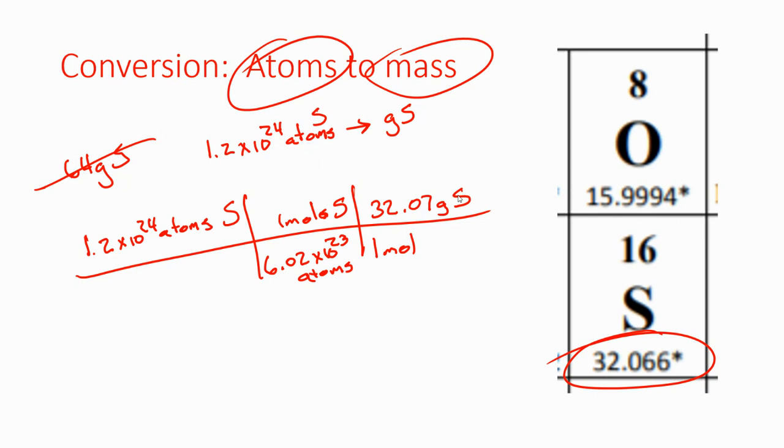On my calculator, I'm going to say 1.2 second comma 24 times 32.07 and divided by 6.02 second comma 23. And when I do that, I get 64 grams of sulfur, just like that.